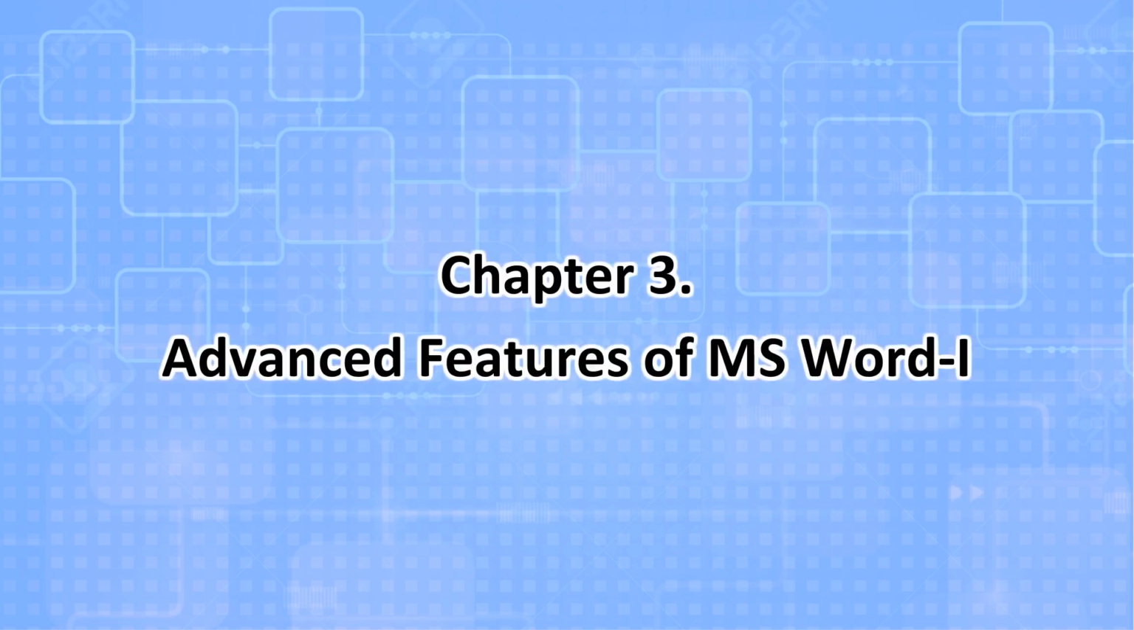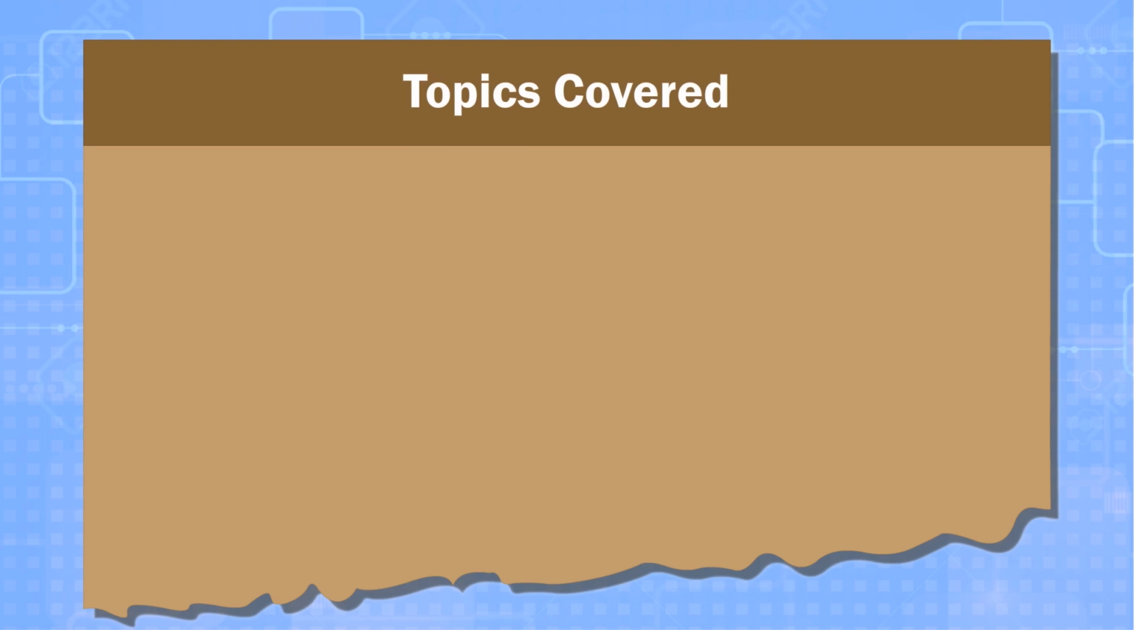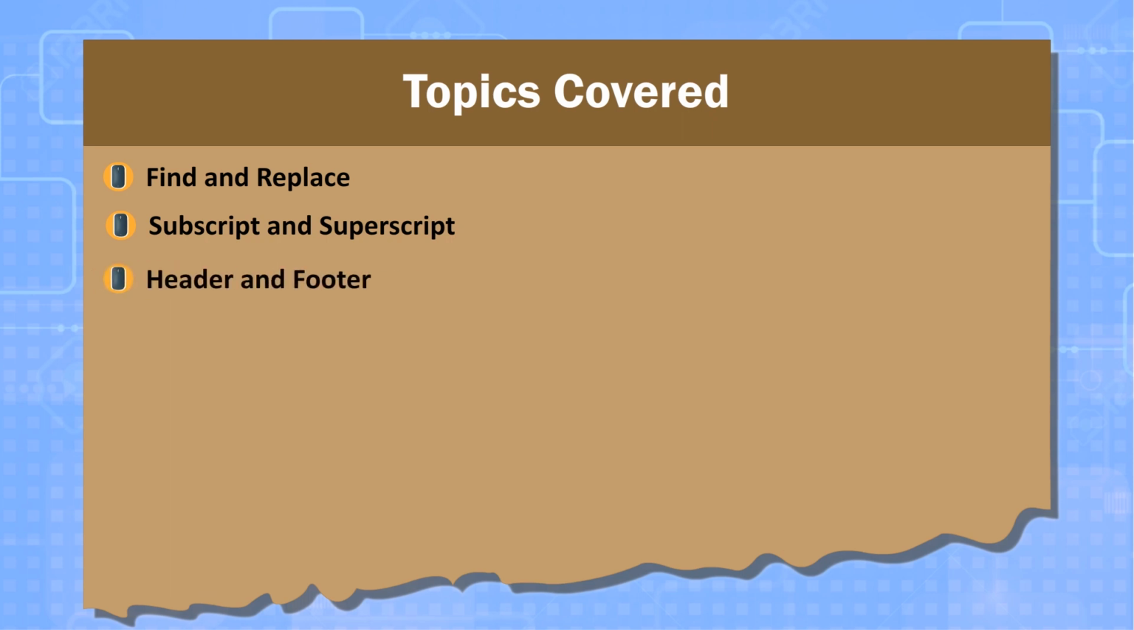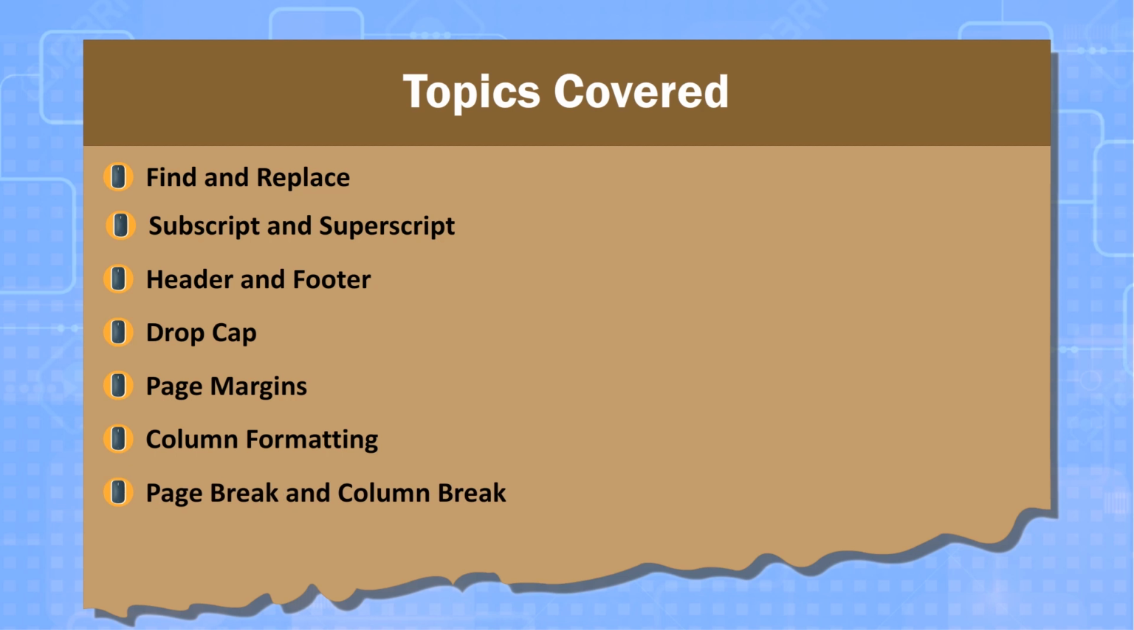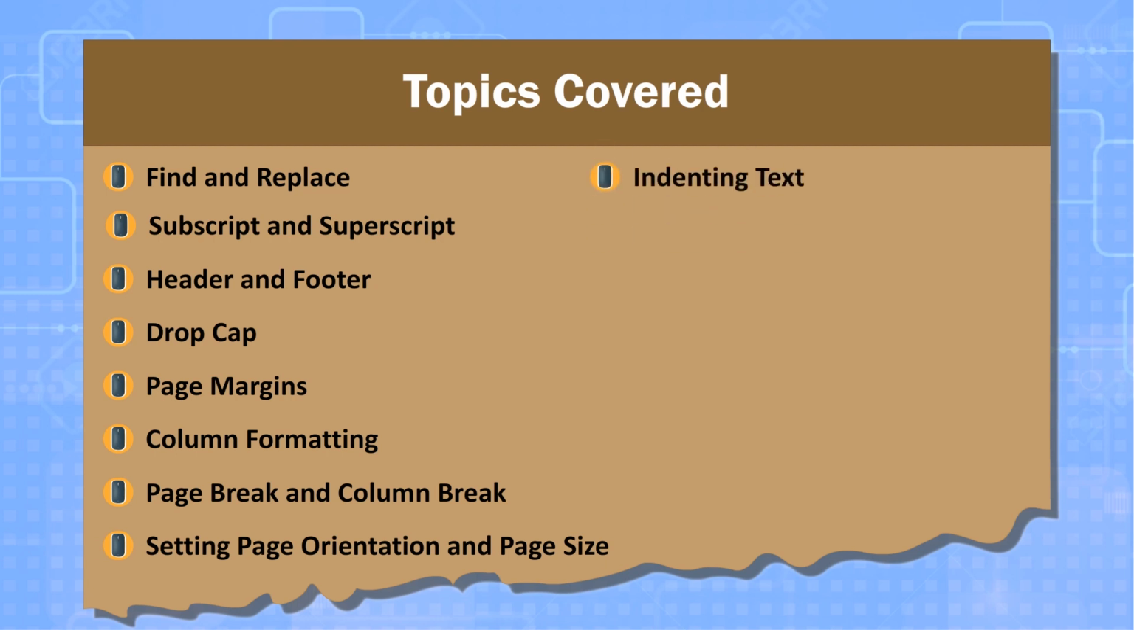Chapter 3: Advanced Features of MS Word 1. Topics covered: Find and replace, Subscript and Superscript, Header and Footer, Drop Cap, Page Margins, Column Formatting, Page Break and Column Break, Setting Page Orientation and Page Size, Indenting Text.